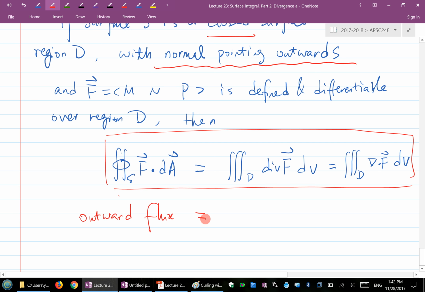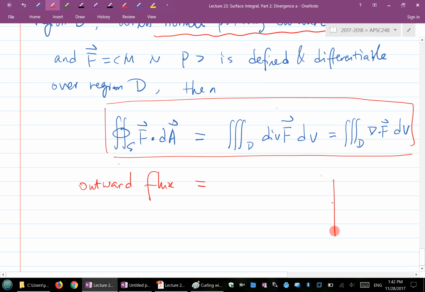And then this side here is a triple integral. It integrates through this region D enclosed by the surface S. And what does it integrate? It integrates the divergence of the vector field. Remember what I just said? What's the physical meaning of the divergence of a vector field again? It refers to the flux density, right?